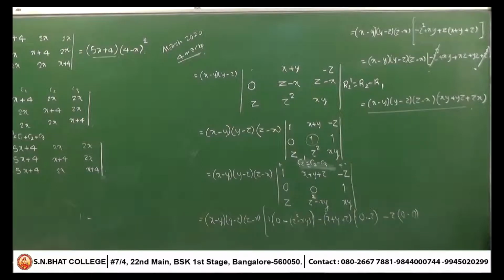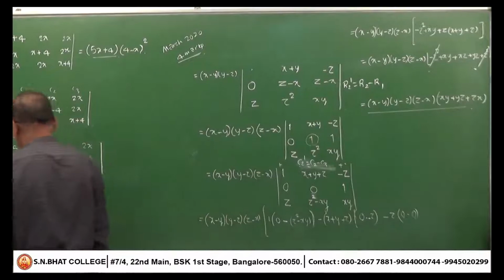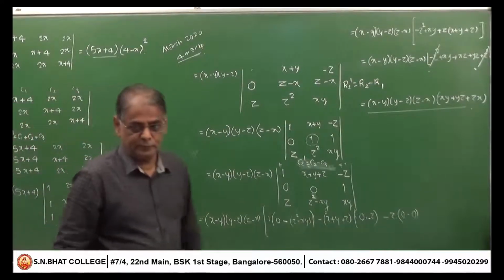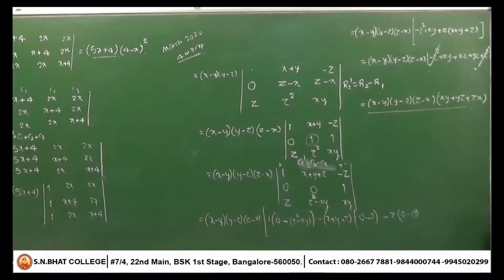Now what is the common factor in the first column? 5x plus 4. Take 5x plus 4 as the common factor. You will get the determinant of... I have taken 5x plus 4 common factor. Therefore the first column elements are 1, 1, 1, and the other columns are 2x, x plus 4, 2x, x plus 4. I have taken 5x plus 4 common factor from the first column.